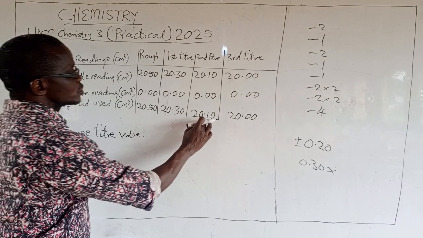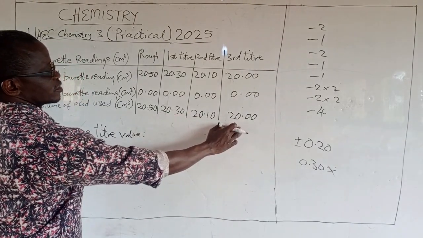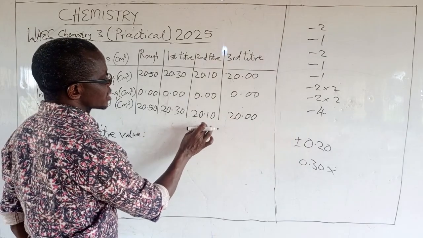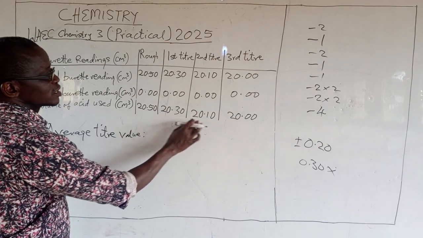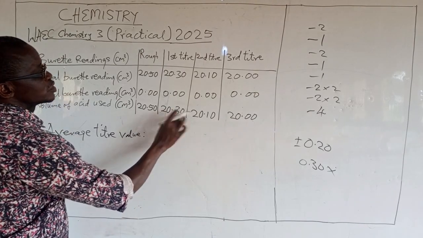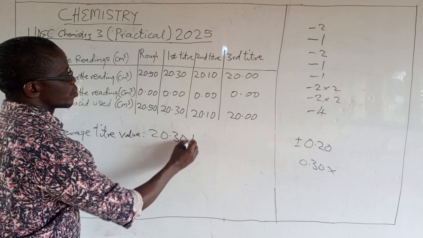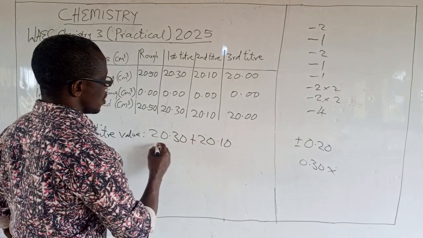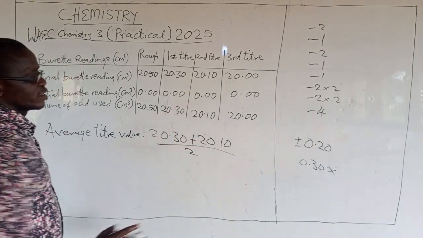But you can use this and this. You cannot use this and this. Now, because of that, I want to use this too, because if I subtract, I can use this, I can use this. If I am using this, subtract this from this, we have gotten that. So I may use any one. Let me use this and this. So 20.30 plus 20.10 all over, since they are 2, I will use 2 instead of 3.